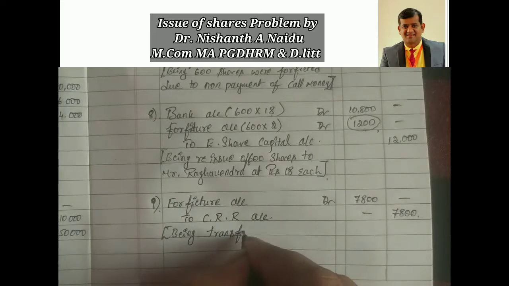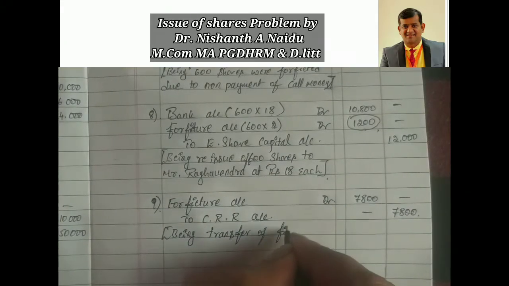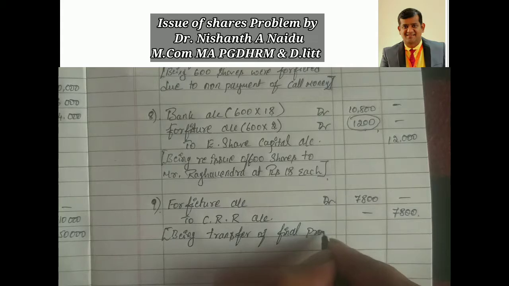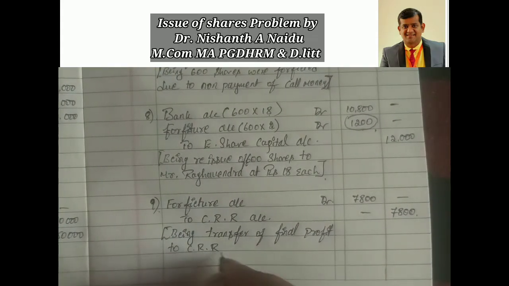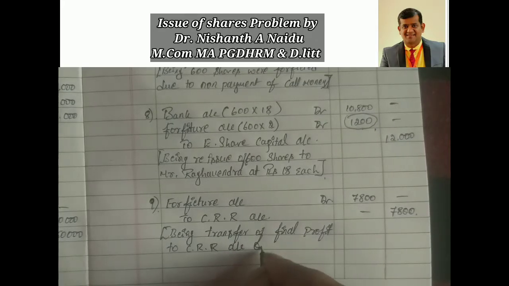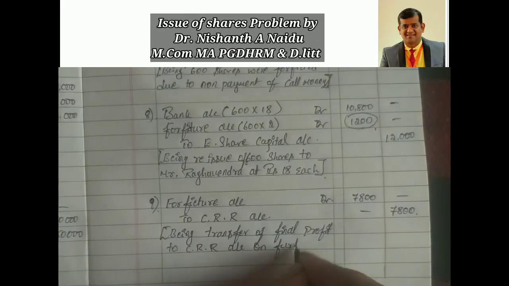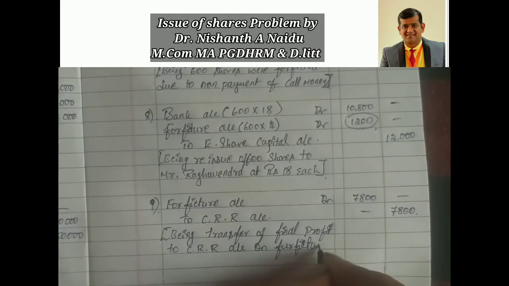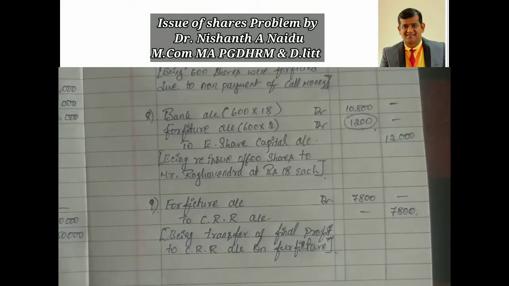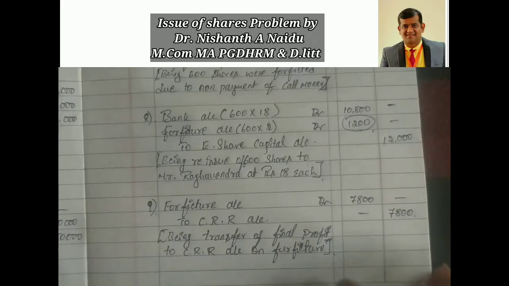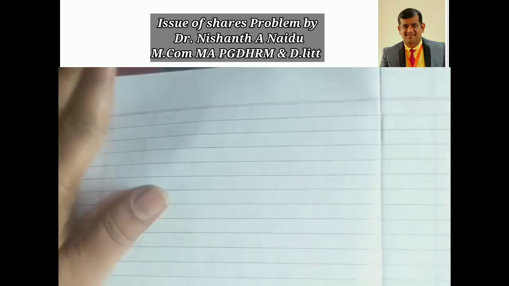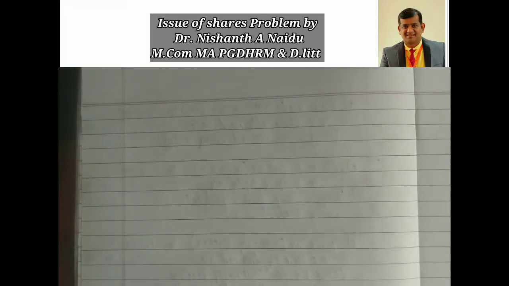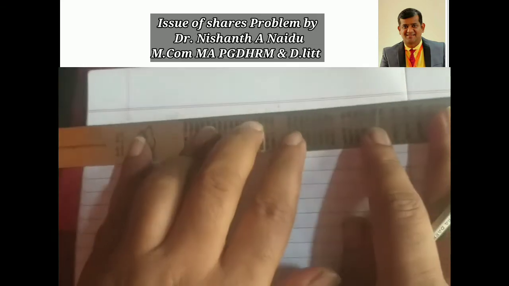Okay, so now the narration is being transfer of final profit to CRR account on forfeiture. So I'm done with the journal entries of this problem. Now I'm moving towards the preparation of bank account. Let us open a bank account, then let us open a balance sheet also. Open the bank account quickly.